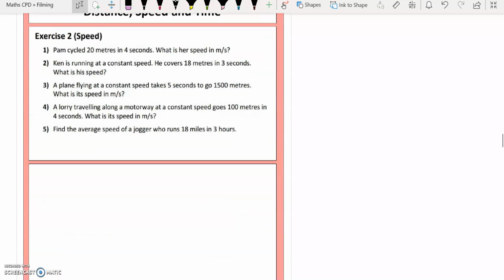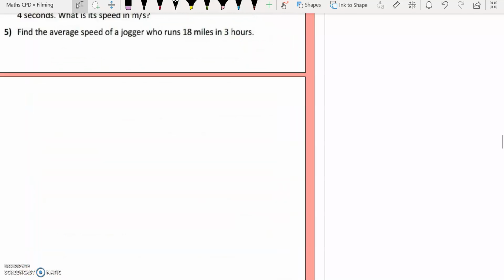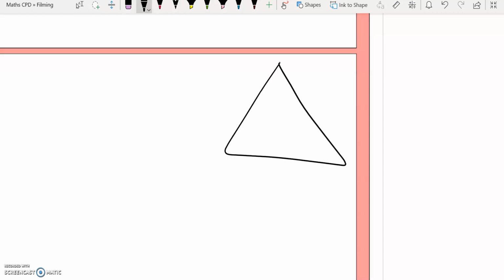Okay, we can have a look at how to calculate speed as well. So once again, I'm just going to draw this triangle. So I've got DST.